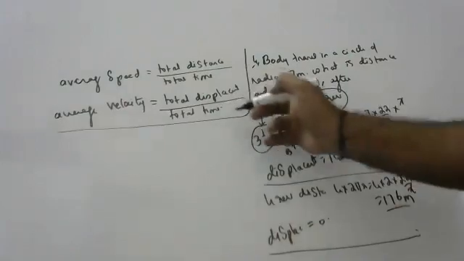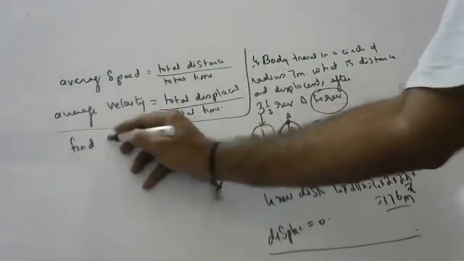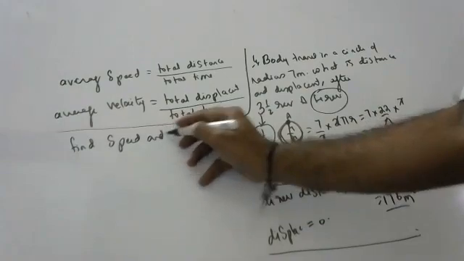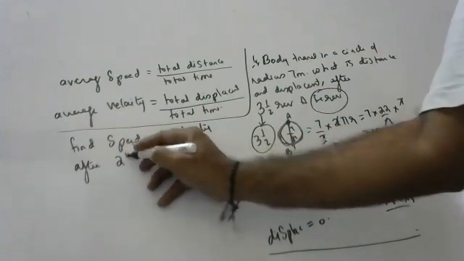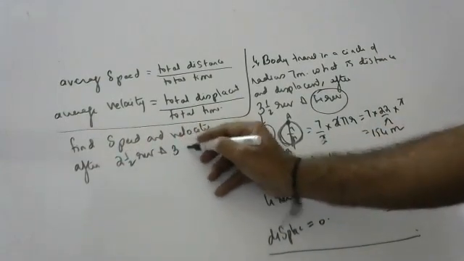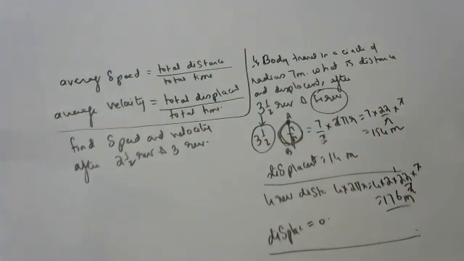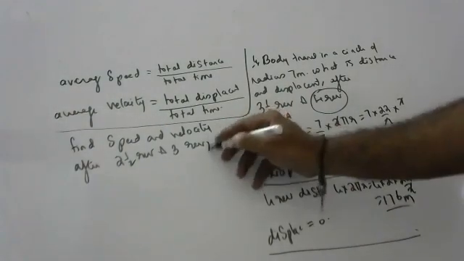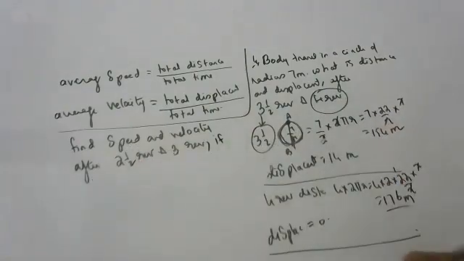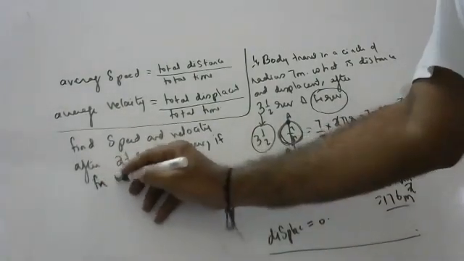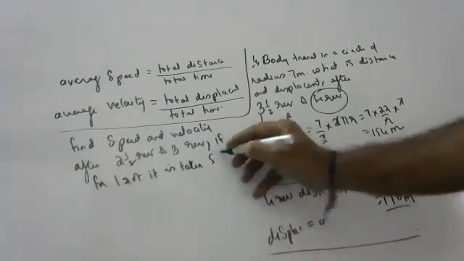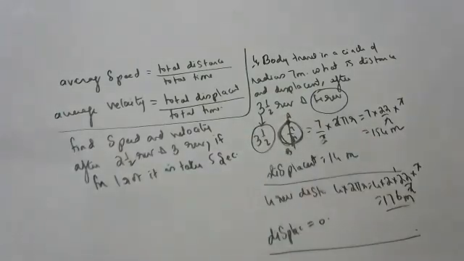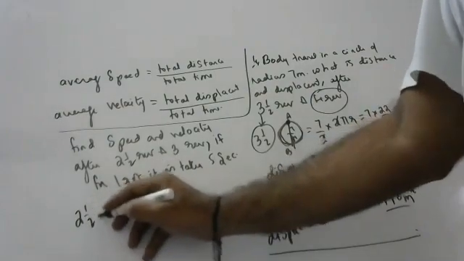Now the same question. Find speed and velocity after 2.5 revolutions and 3 revolutions. If one rotation takes 5 seconds. So, first, children, 2.5 revolutions.